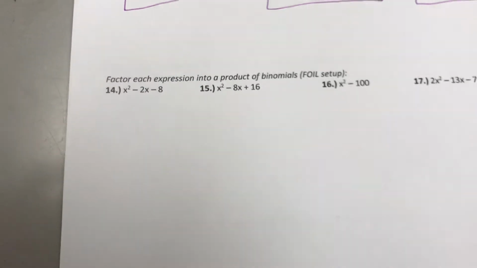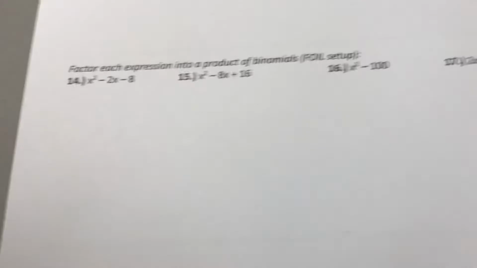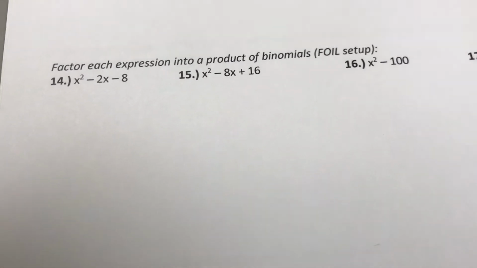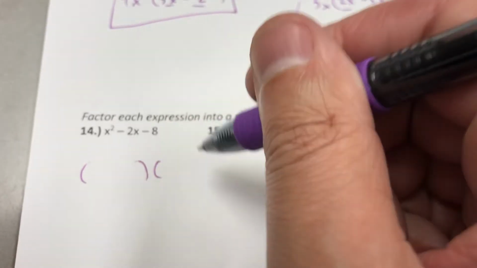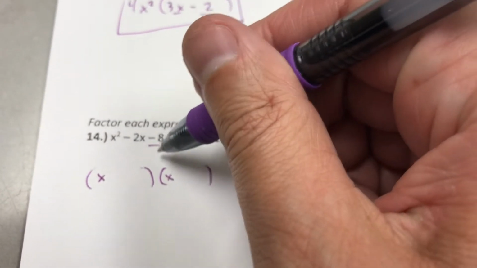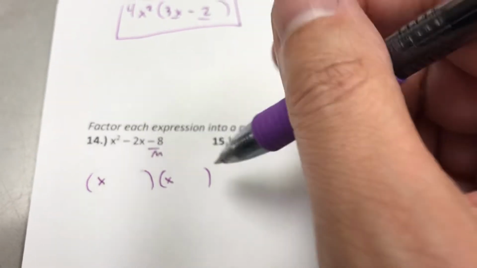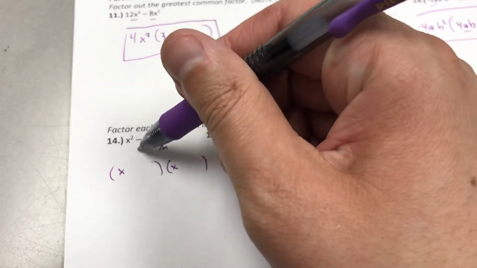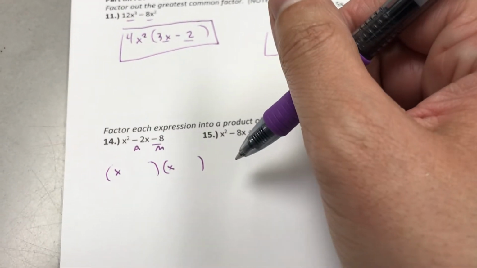Okay? These do not have greatest common factors. Kind of is implied in the directions. And so anyway, we're going to factor these using the FOIL factoring pattern. So we're going to have 2 sets of parentheses, 2 binomials. Remember, the last 2 positions need to multiply to be -8 because we have a 1 in front of the x squared. The 2 numbers need to add to be -2.